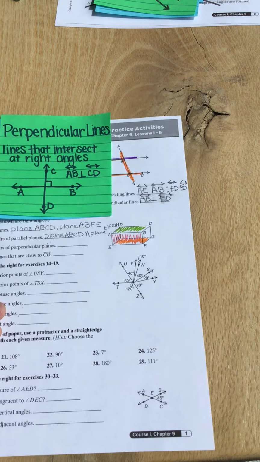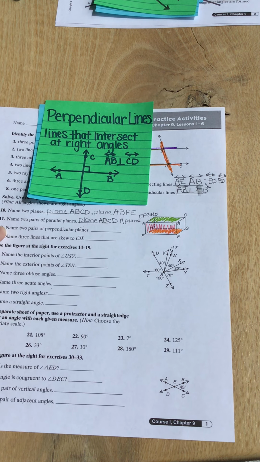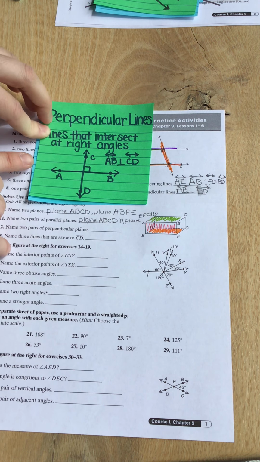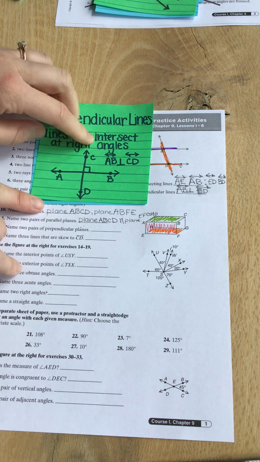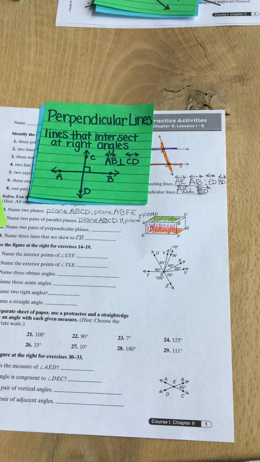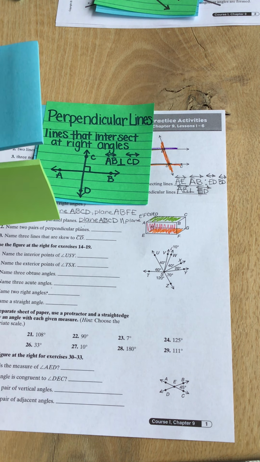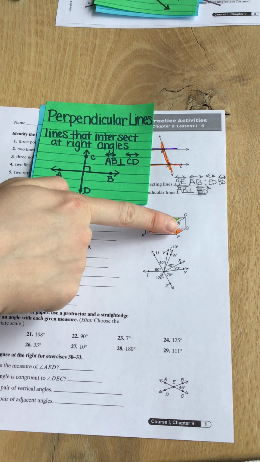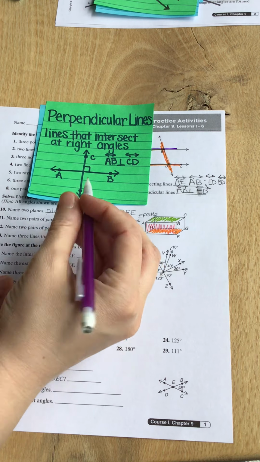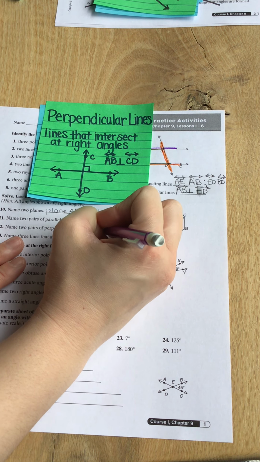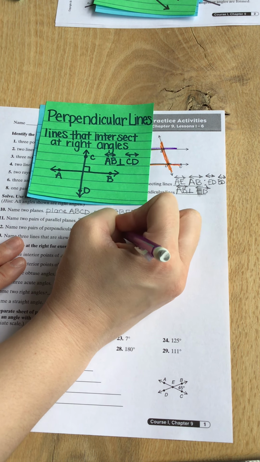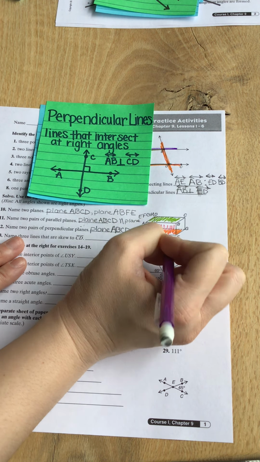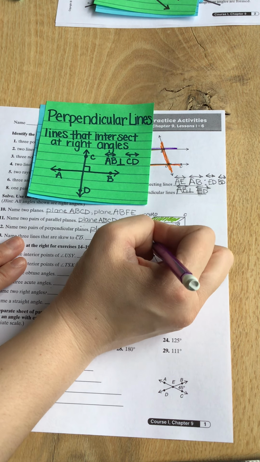Okay. All right, so then the next one, name two pairs of perpendicular planes. Well, remember perpendicular planes are planes that intersect at right angles. So my ABCD, that top one, I should make it green, intersects at a right angle with that side of ABFE. So that would be my perpendicular planes. And I would write it like this. Plane ABCD is perpendicular to plane ABFE.